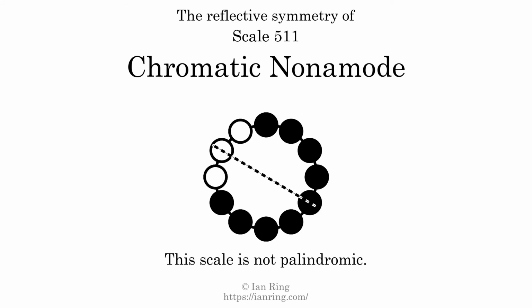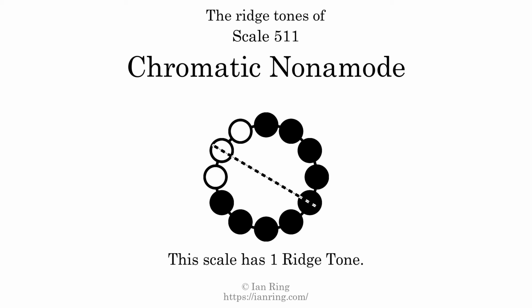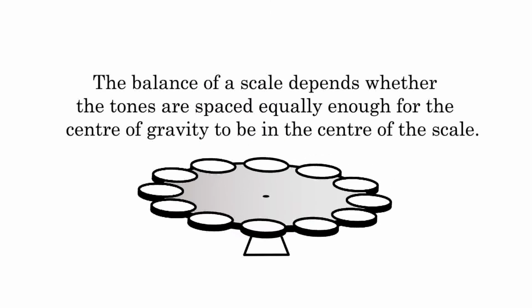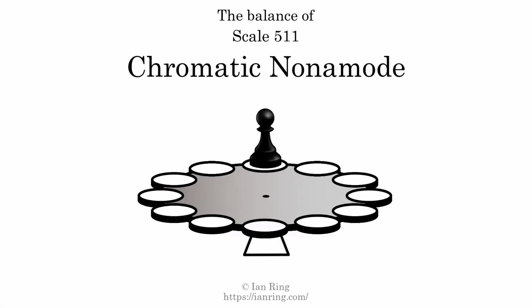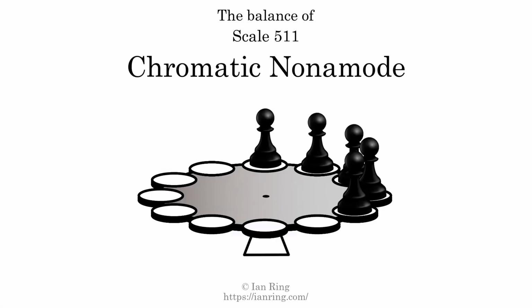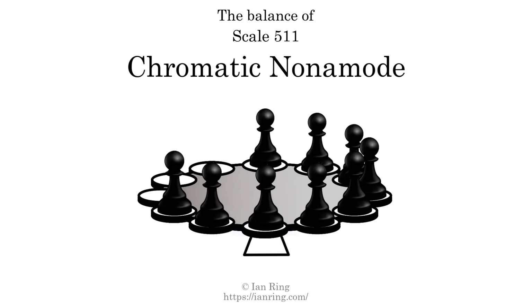This scale has reflective symmetry across an axis positioned 4 semitones from the root. This scale has a different pattern of intervals ascending and descending, so it is not palindromic. This scale has one ridge tone. Here, the balance of a scale depends on whether the tones are spaced equally enough for the center of gravity to be in the center of the scale. This scale is not balanced.